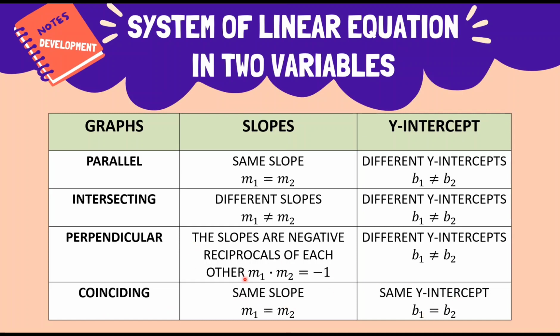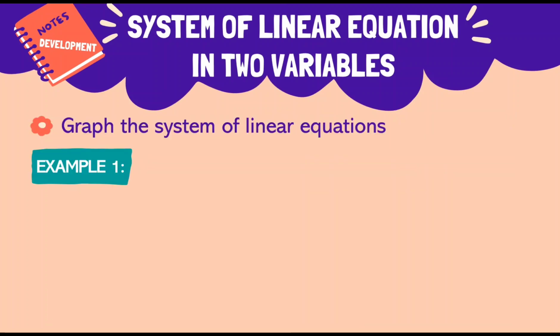Ayan. So, dito sa ating given conditions, kahit hindi pa natin na i-graph ang system of linear equations in two variables, we can determine what is the characteristic of the graph or of the system of linear equations. So, paano natin yung malalaman? Using these conditions. So, dapat kukunin nyo muna ang slope at y-intercept in order for us to decide if it is parallel, intersecting, perpendicular, or coinciding. Let us have the first example.